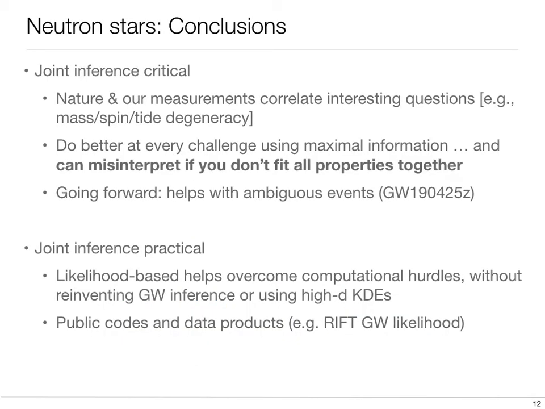So we've seen that joint inference is critical. It's critical to use maximal information together to get the correct answer, because you'll misinterpret it if you don't. And conversely, it helps you use that correlated information from gravitational wave constraints more efficiently. It's also practical, and we'll get back to that in a moment.